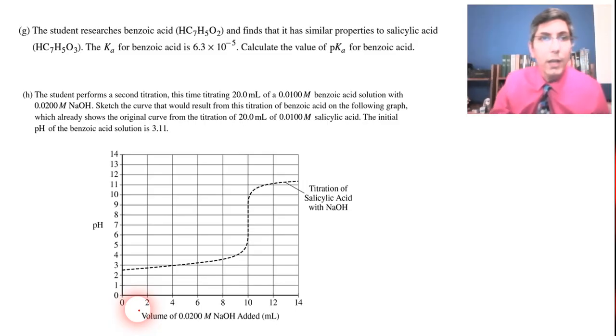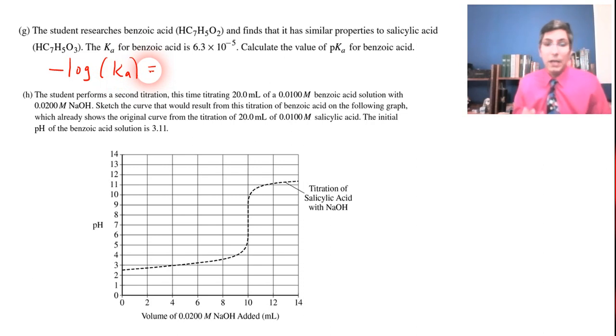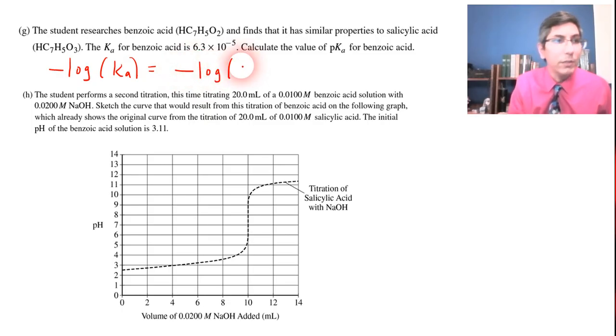On part G, this was an interesting question. It gave us the Ka for a different acid, benzoic acid. What is the pKa for benzoic acid? And I don't know if I've seen a question like this on the AP exam before. All you have to do is take the negative log of Ka. In my opinion, that's a very simple question. But you know, more points the better.